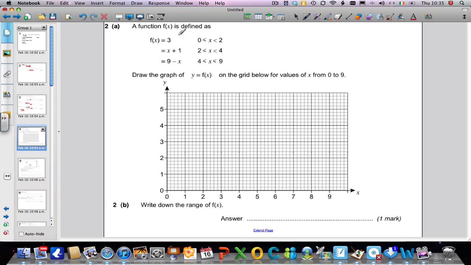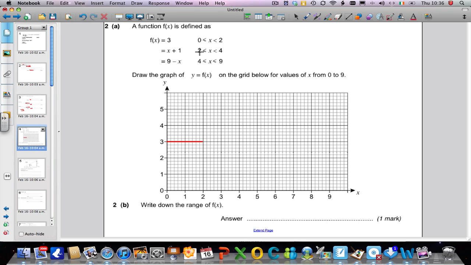We're given a function and it's defined as such here. And we're asked to draw the graph of the function, and then we're asked to work out the range. So let's have a look at what the function states. It says that f of x is equal to 3 between 0 and 2. That means, let me just get the straight line tool out, that between 0 and 2, f of x is always 3. And then between 2 and 4, f of x is equal to x plus 1.